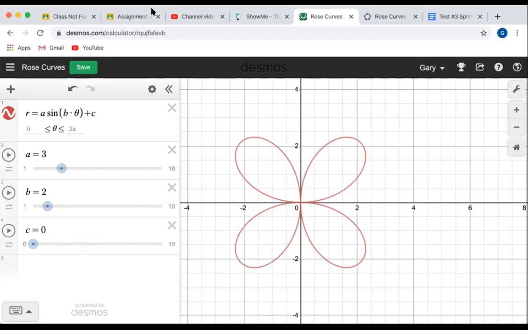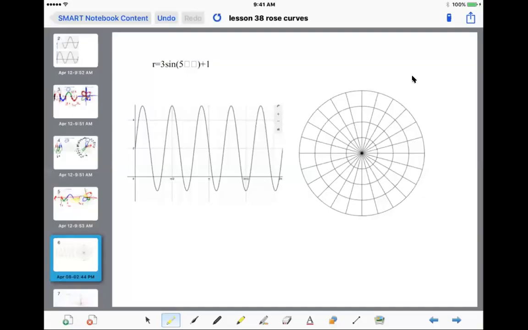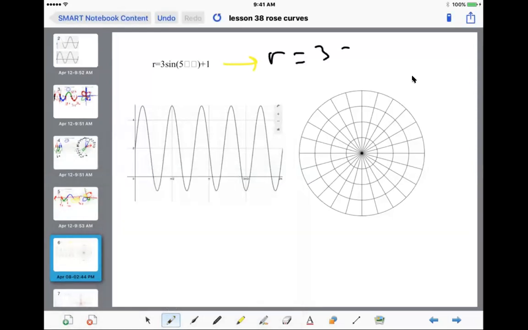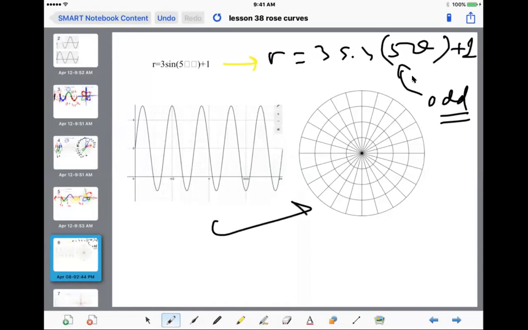Okay, what I haven't done yet is what happens when the coefficient is odd. Here is a question for you to think about. Actually, I'm going to put you into groups for this. This should say r equals 3 sine 5 theta +1. And what's new about this is we've never had an odd number here. I'm going to put you into groups to think about how you would describe the answer.